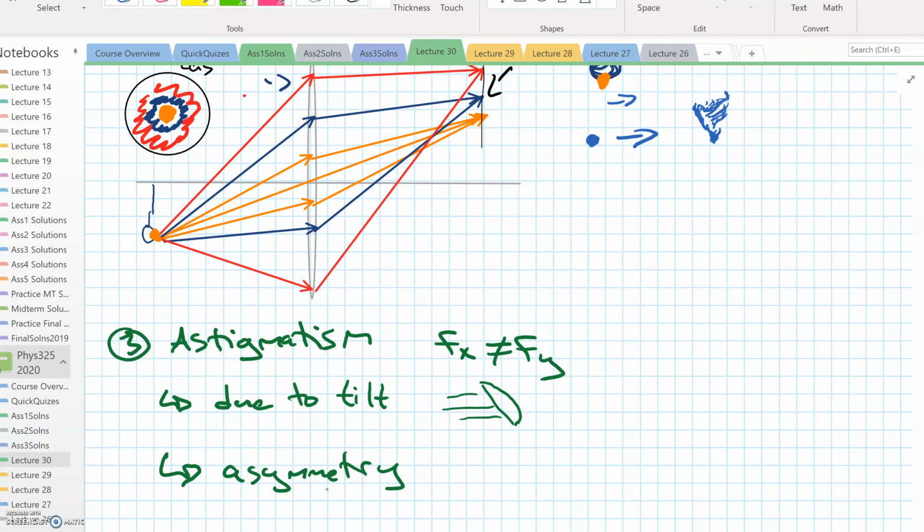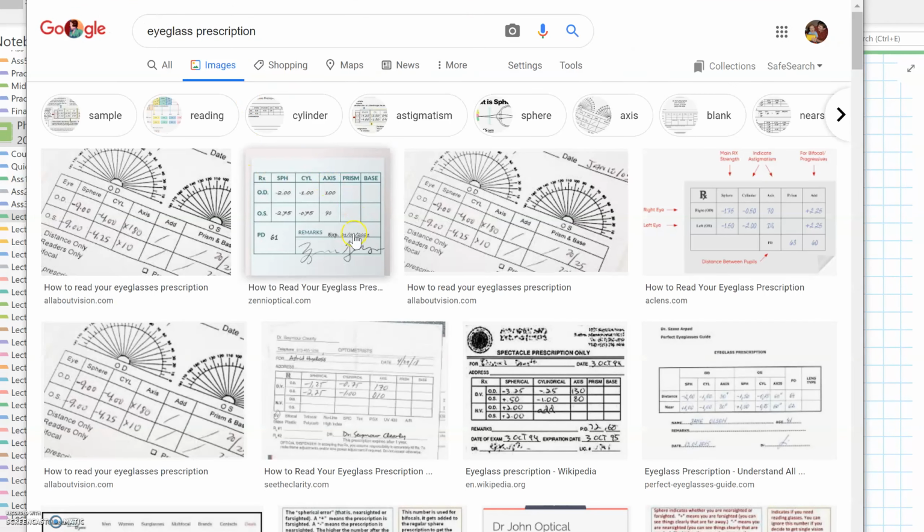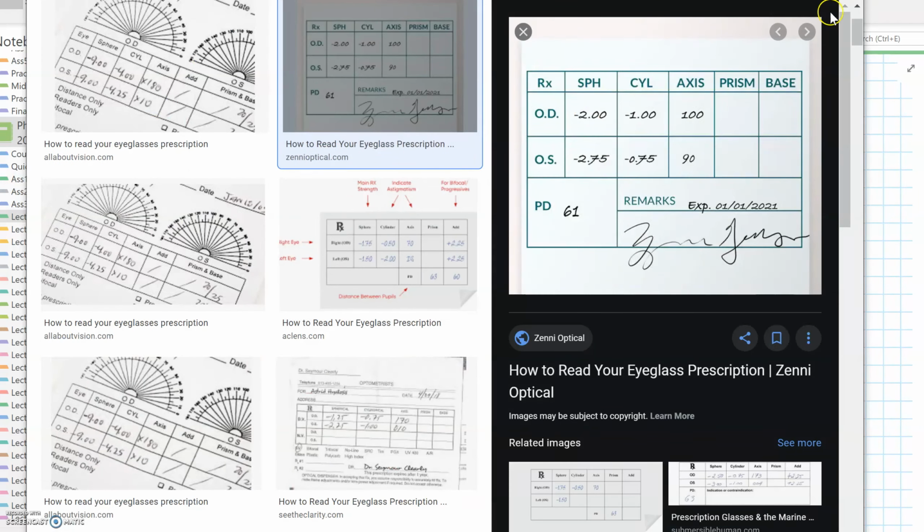So in your prescription, remember we talked about prescription a few lectures back, two lectures back, where we looked at the dioptric strengths of the lens needed to correct for hyperopia or myopia. Well, a similar thing. Let's load up that picture. Let's see if we can find it. I think I just had it as a link. Well, we'll just do a Google image search for eyeglass prescription. There's one. Good.